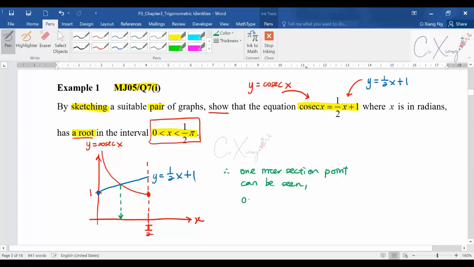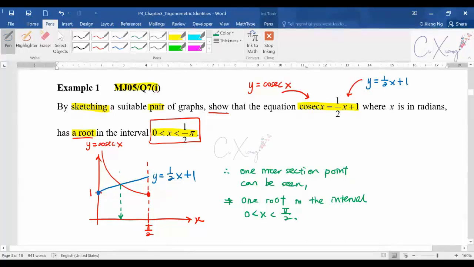And therefore, you have one root in the interval 0 to x to pi over 2. So this is how we sketch the graph and also how we answer the question that they want. The green color part here must be written out, because they actually want you to write out the reason that you tell them there's only one root in the interval. The reason is there's only one intersection point. How do we know that? We can get it from the graph.